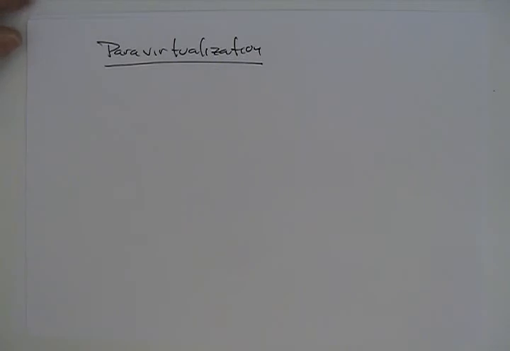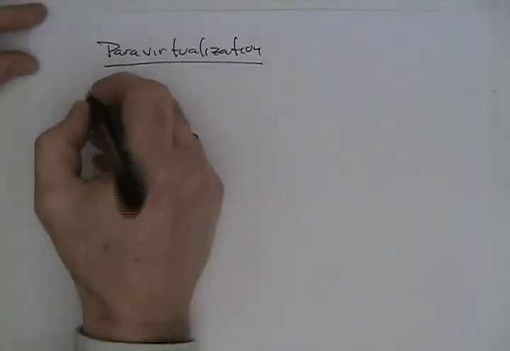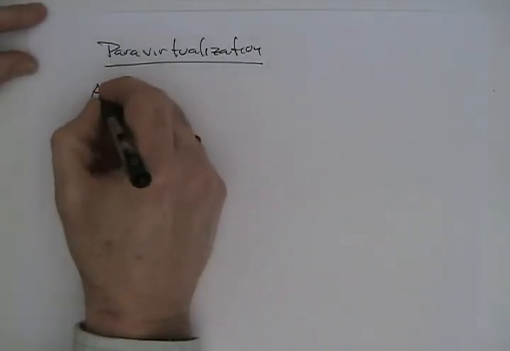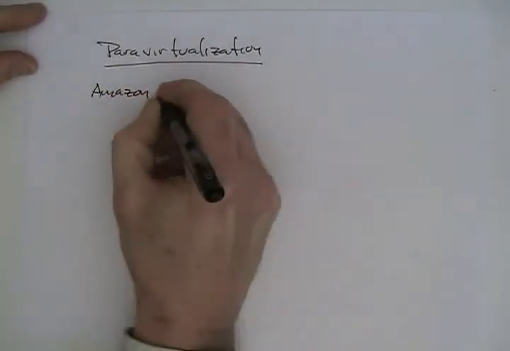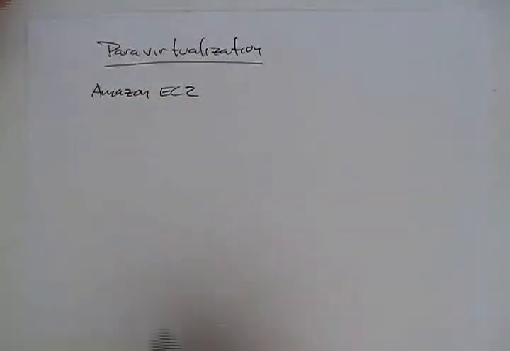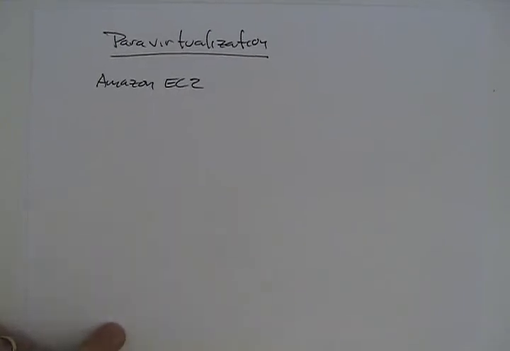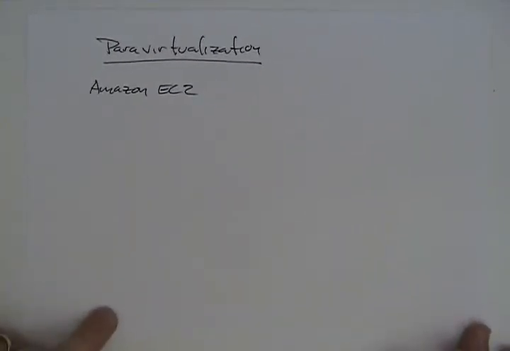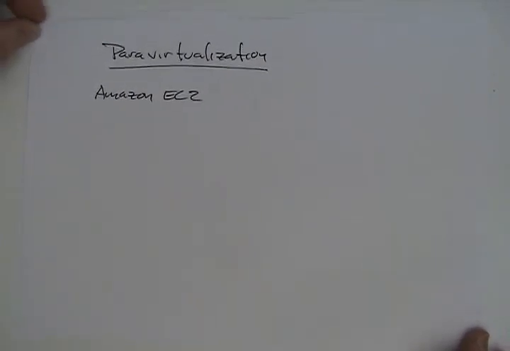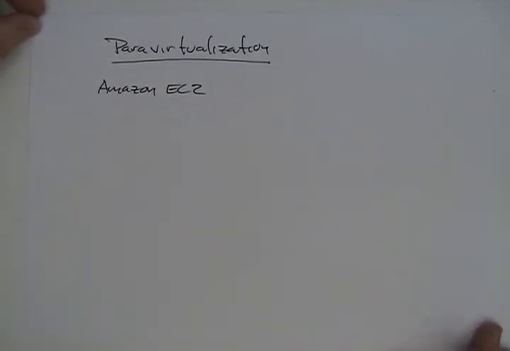You'll see, as I've mentioned, Amazon EC2 uses paravirtualization. Again, I believe that they do so because of efficiency. It does seem to be significantly more efficient than even hardware-supported virtualization.